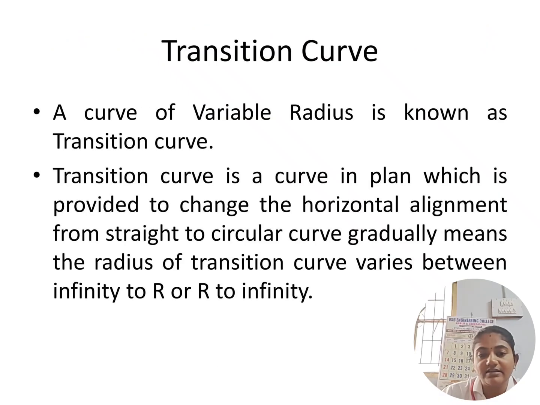What is meant by a transition curve? A curve of variable radius is known as a transition curve. A transition curve is a curve in plane which is provided to change the horizontal alignment from straight to circular curve gradually, meaning the radius of the transition curve varies between infinity to R, and R to infinity.